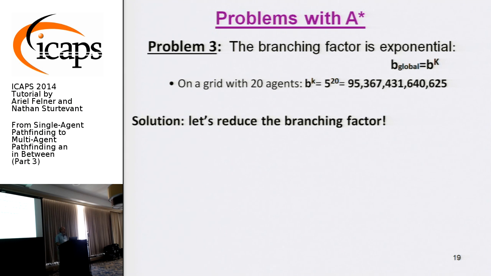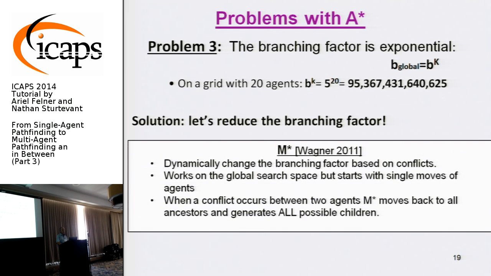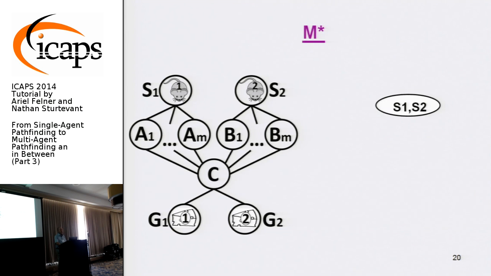Let's reduce the branching factor somehow. One algorithm that does this is called M star. It dynamically changes the branching factor. What it does is start with single agents. As long as I don't see a conflict, the branching factor is very small. When I see conflicts, I have to go back and work on a larger state space with more agents. I'll give you a fast example.